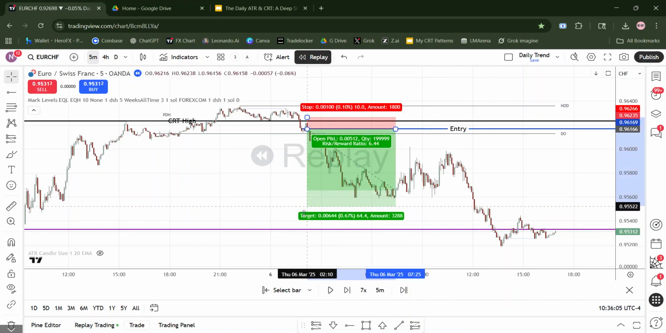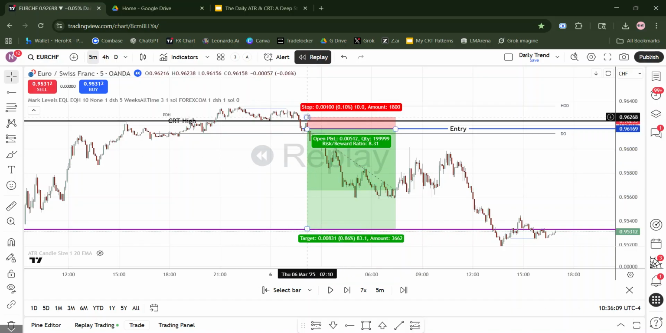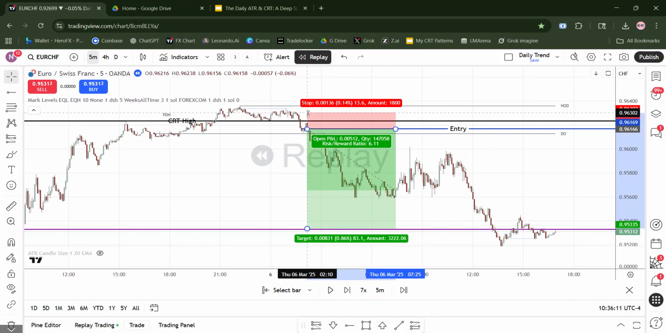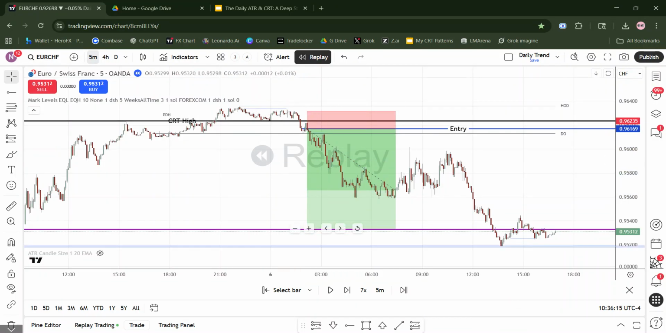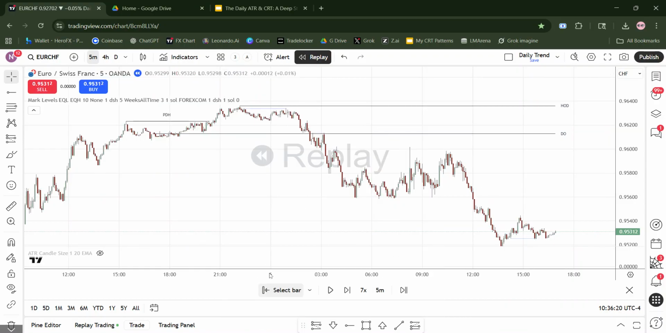So something like that would have been good for, let's do like a 15 pip stop loss or so, 13. That would have been good for like 1 to 5 for the 15 pip stop loss and take profit at the middle of the range. All right. So there's one.